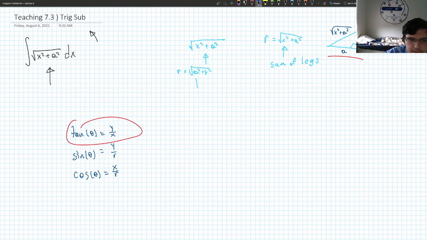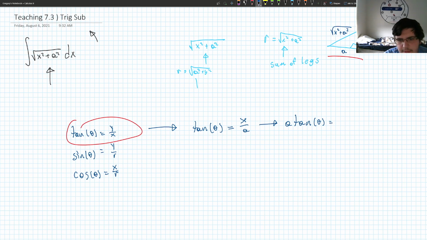Okay. So we're going to do this in a way so that we get x over a. So tangent theta equals x over a. And we want to do this in a way so we can substitute for x. So we're going to multiply a on both sides, and we're going to get a tangent theta.